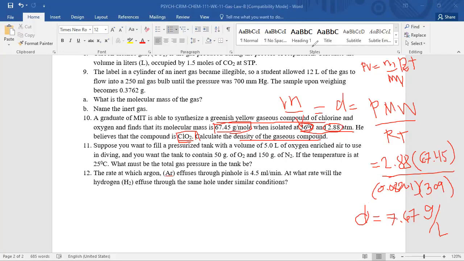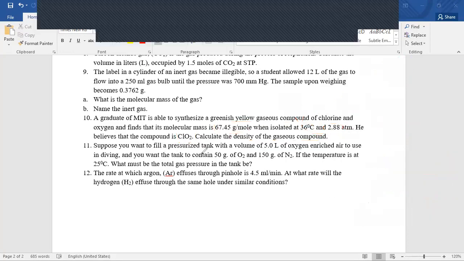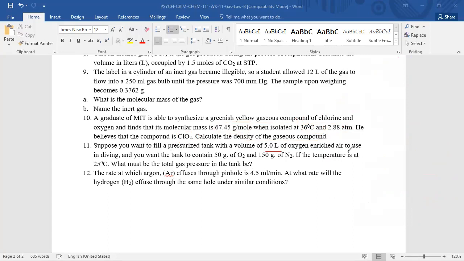Question number 11. Suppose you want to fill a pressurized tank with a volume of 5 liters of oxygen-rich air to use in diving, and you want the tank to contain 50 grams of oxygen and 150 grams of nitrogen gas. If the temperature is at 25 degrees Celsius, what must be the total pressure in the tank? Yan. So, ano ulit tayo? PV equals nRT.